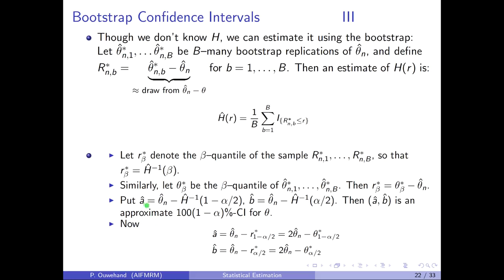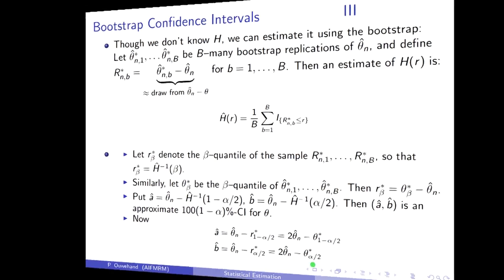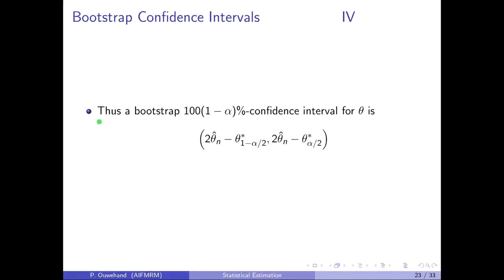Now, by definition, a hat is theta n hat minus the quantile evaluated at 1 minus alpha over 2, and by this relationship here, that simplifies to this. Similarly, b hat is theta n hat minus r star at alpha over 2, which simplifies to this. And so a bootstrap 100(1 minus alpha)% confidence interval for theta is simply given by this expression over here.